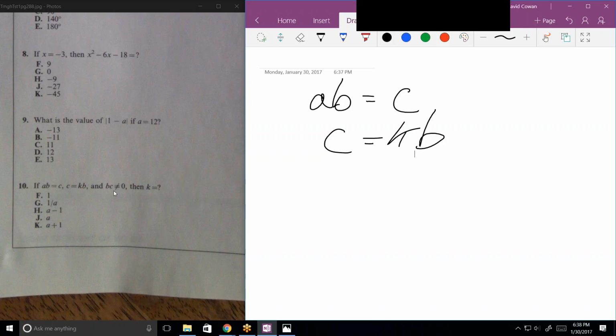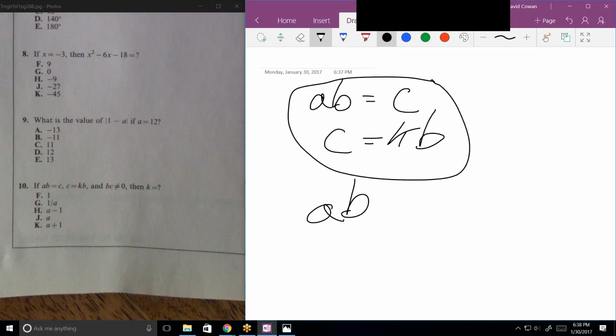Then K is equal to what? Solve this system of equations. If AB is equal to C and C is equal to KB, then AB is equal to KB.